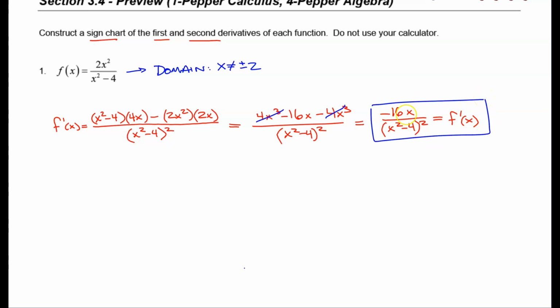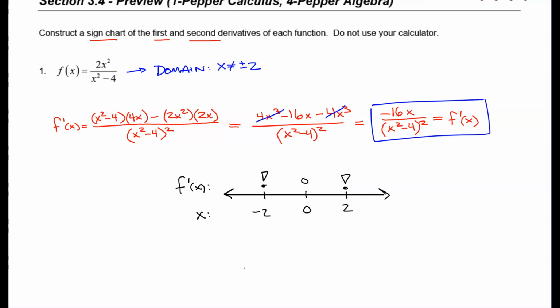I know that f prime of x will equal 0 when the numerator equals 0. That occurs at x equals 0. The denominator will equal 0 at plus or minus 2, and those values aren't even in the domain of the function. So I'm going to include them on my sign chart, but I'm going to mark them as not in the domain. So I'm going to start with the number line. I'm going to put f prime of x on the top, x on the bottom. I have a couple numbers I'm going to mark. Definitely going to put 0, because that's when f prime equals 0. I'm going to put positive and negative 2 as restricted values.